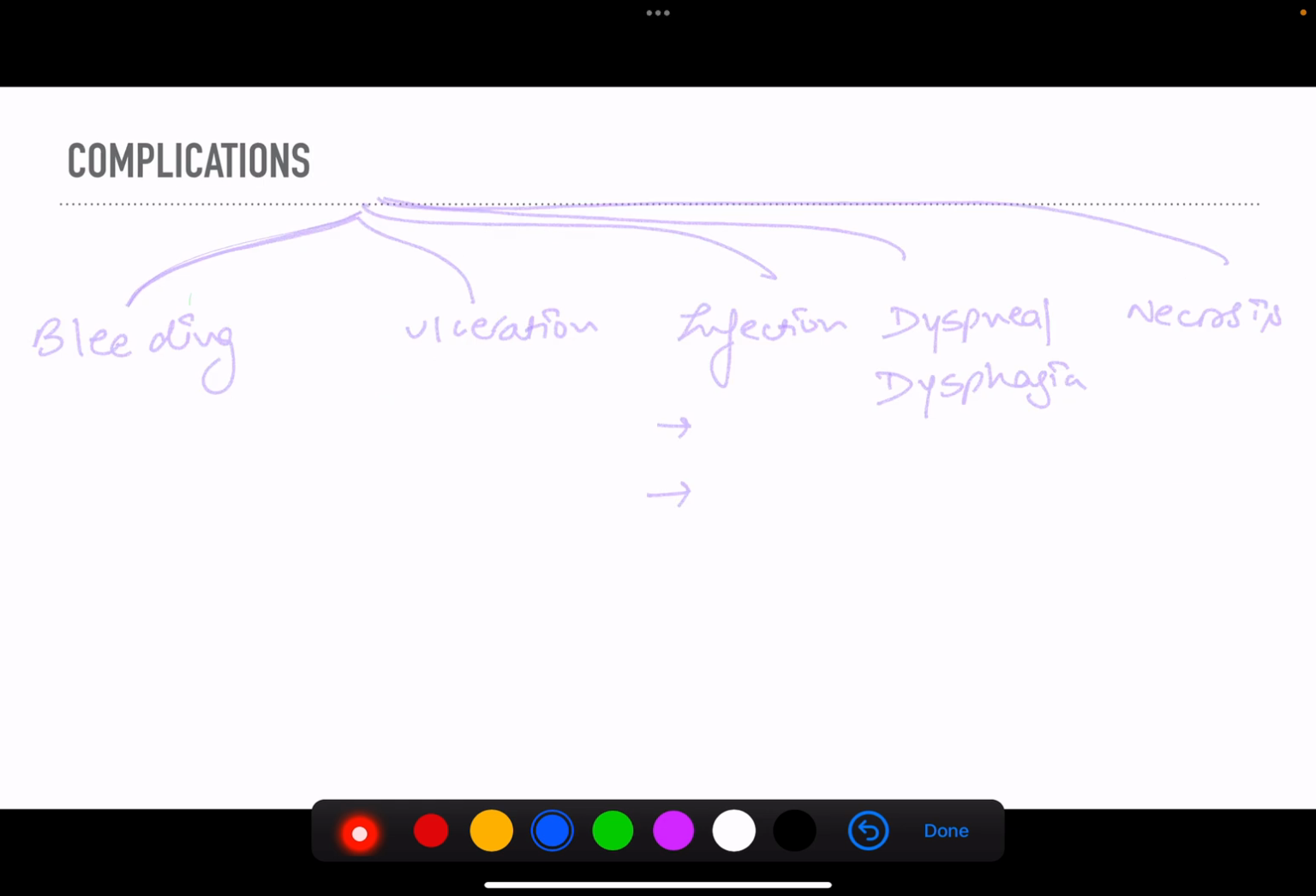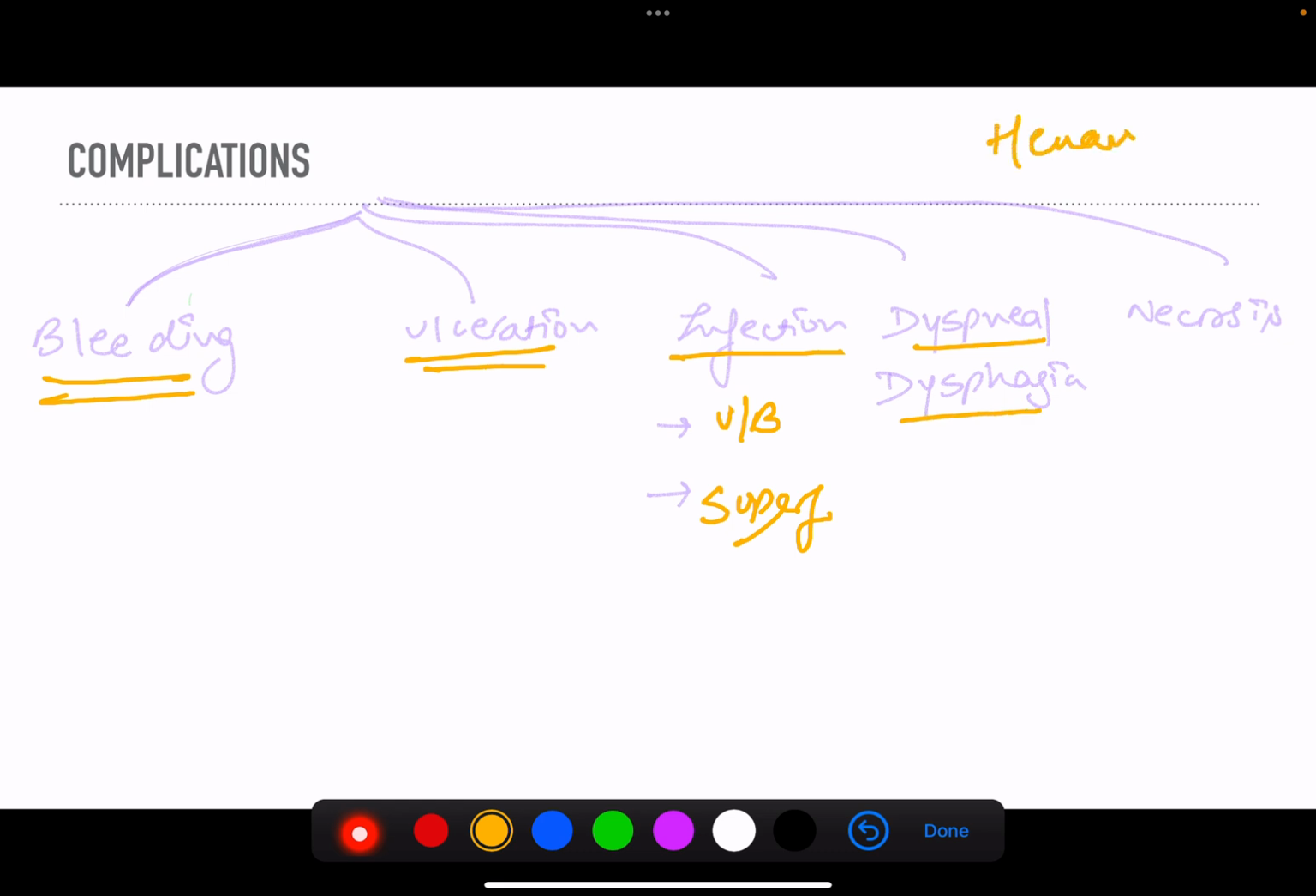For the complications, we know that it is hemangioma, so excessive bleeding can be seen. Ulceration we have studied previously also. For infection, it can be viral or bacterial infection, or it can also be superinfection. Dyspnea, difficulty in breathing, and dysphagia, difficulty in eating, can be seen due to presence of hemangioma at important structures, and necrosis of skin can be seen.